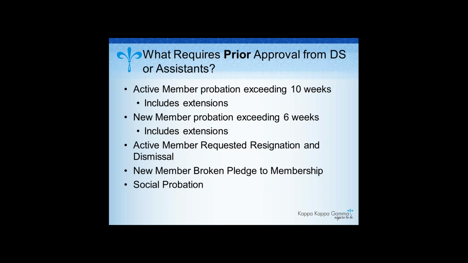So if the probation or extension for active members exceeds 10 weeks, or for new members exceeds 6 weeks, the VPS needs to reach out to the Director of Standards prior to putting the probation in effect.